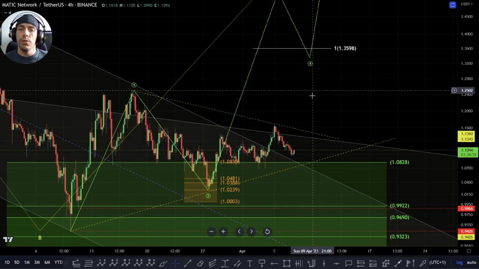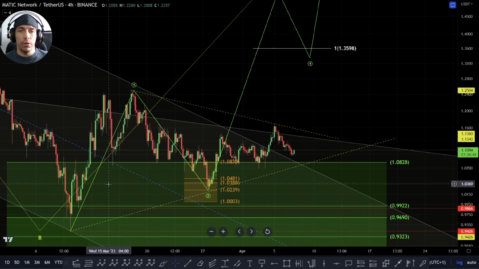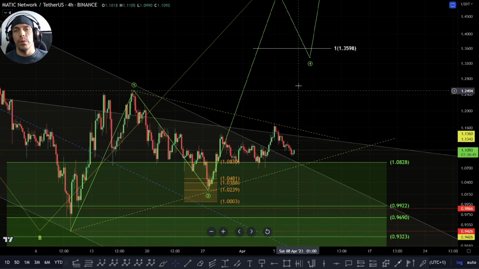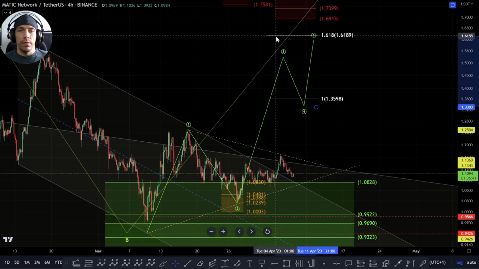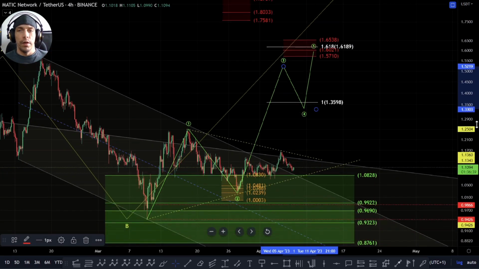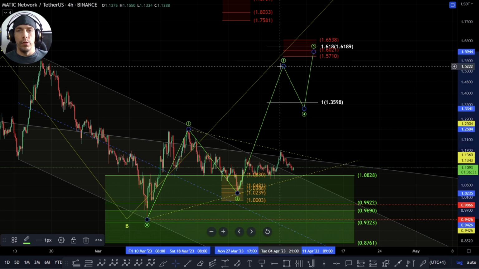We're still looking for that continuation potential to the upside. We have a couple of things we need to discuss here regarding the structure and what we need to see happen for us to look to these higher targets here. Potentially looking for these moves up into these higher zones here. Looking for a 1.618, which would be up towards this $1.61 for this wave 3.